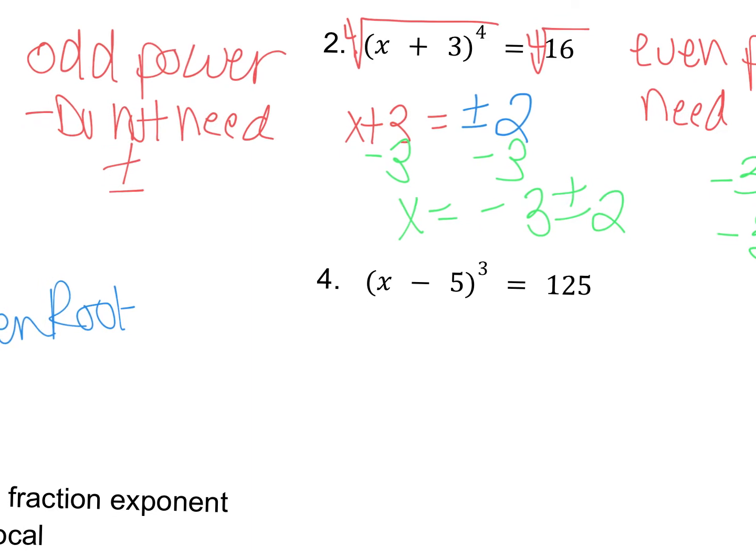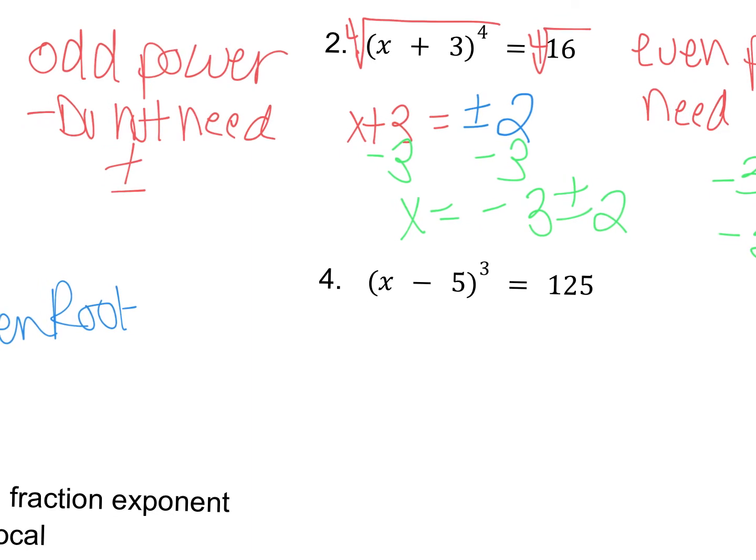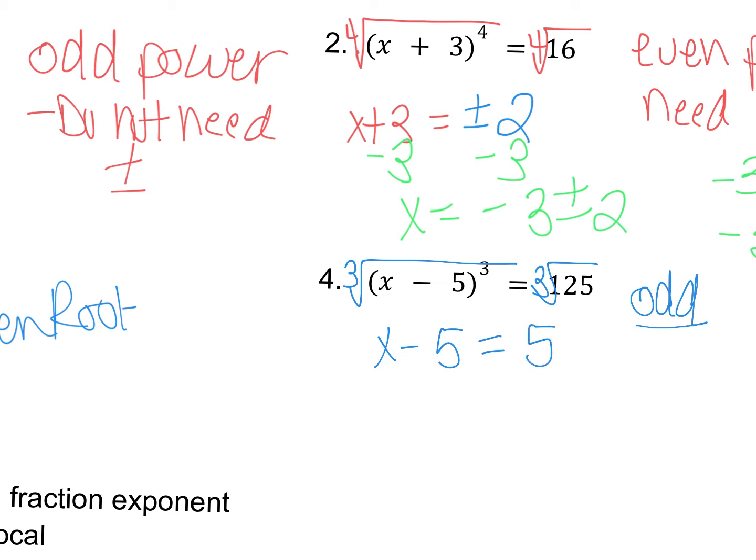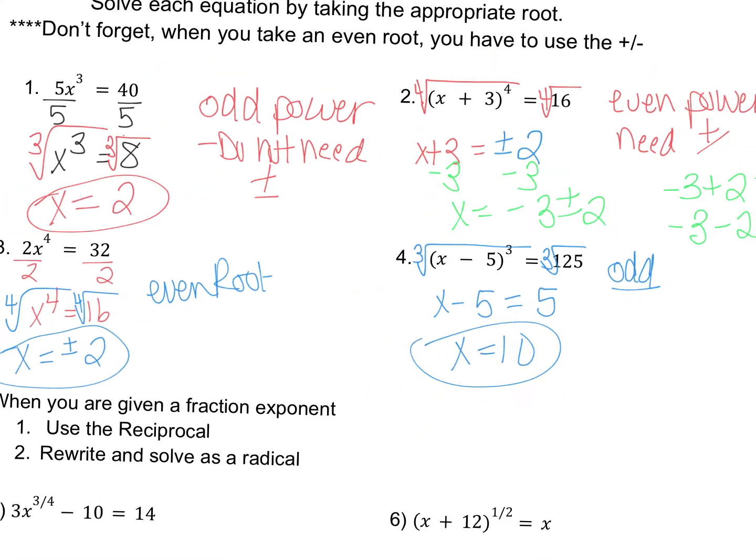One more, kind of like that other one up here. If we have x minus 5 to the third, to undo the third, or excuse me, to the third power, I'm going to take the cube root of both sides. And I'm just left with x minus 5 over here. And since it's an odd root, I do not need plus or minus, so that's going to be the cube root of 125, which is just 5. And if I add 5 to both sides, I get that x equals 10. So this one, since it's not an even root, is not going to have 2 different solutions.